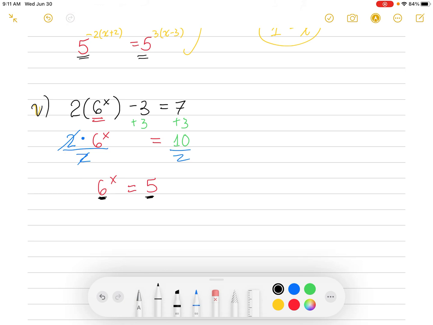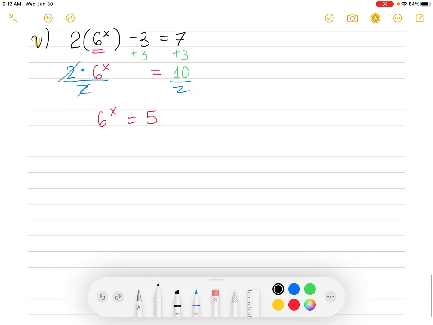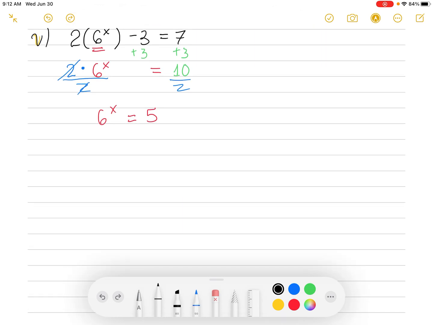The 2s cancel on the left. We get 6 to the x equals 10 divided by 2 is 5. Now it turns out if you were to try to find a common base here between 6 and 5, you can't find a common base. There is no common exponential base. So what do you do in those cases? What do you do when there's no common exponential base?